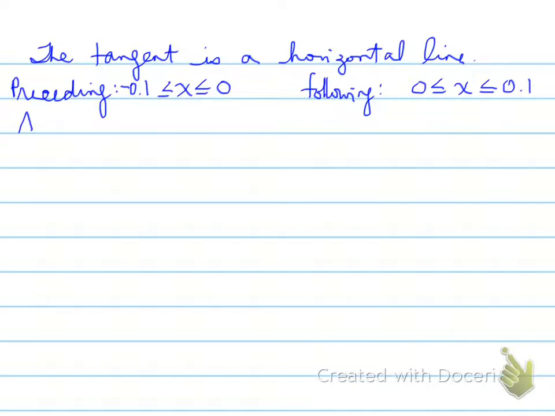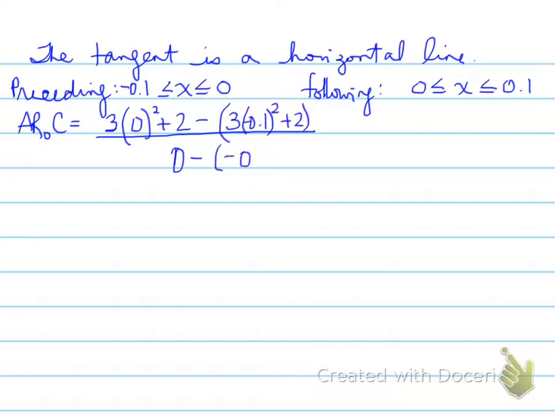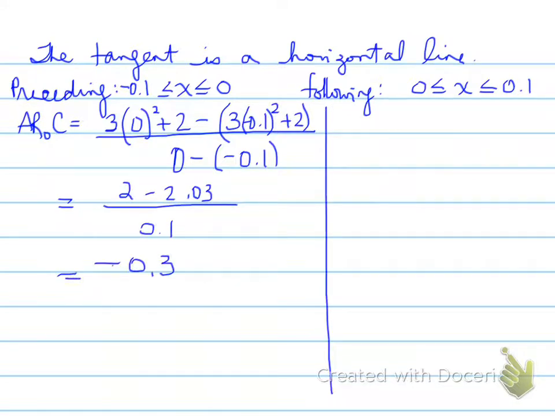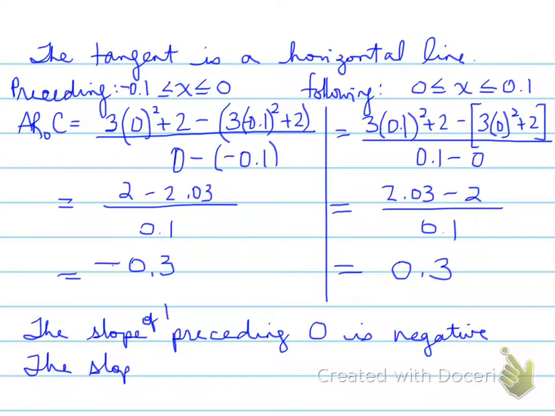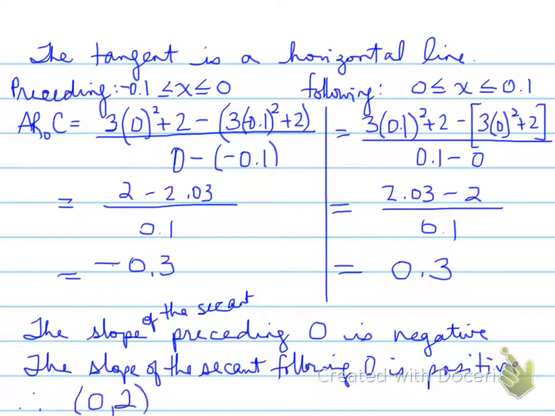So we do this by doing the following. We find the average rate of change at negative 0.1, and we plug it in, and we get a value of negative 0.3. We do the following part, and we get a value of positive 0.3. What does that mean? Well, the slope of the secant preceding 0 is negative. The slope of the secant following 0 is positive. Therefore, 0, 2 must be a minimum.